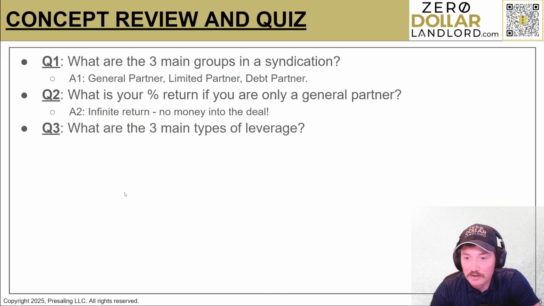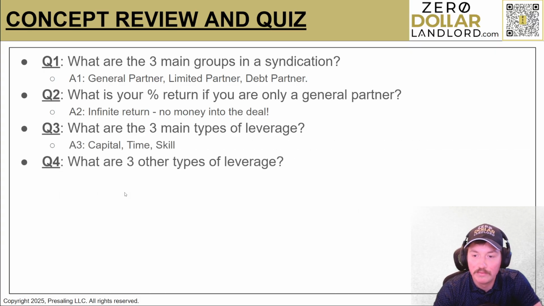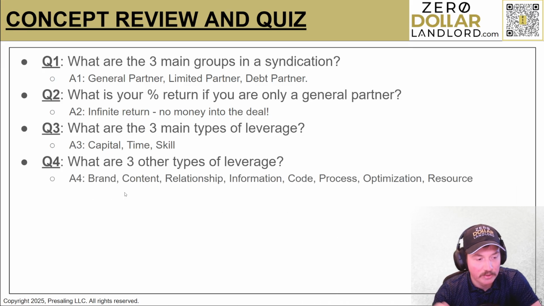All right, Ben, this one's for you. What are the 3 types of leverage? Hold on. There you go. Yep, there's a big 3. Capital, time, skill. Other types of leverage: brand, content, relationship. Sorry, we'll get to the next one here in a second.